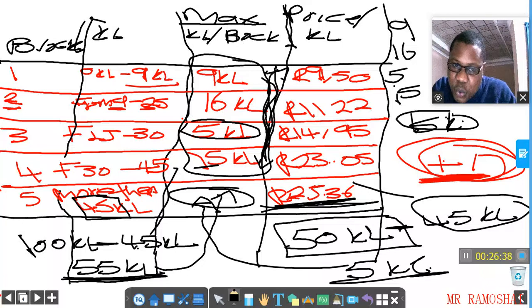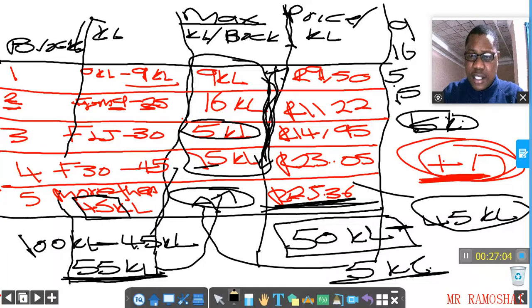Are we clear? So it's 15. That means, in order for them to charge me this, I must use 9, I must use 16, I must use 5 in order for them to charge me according to this block. And this block, they are not going to take everything that is remaining. They are only going to take 15 kiloliters of what I have used. Are we clear?